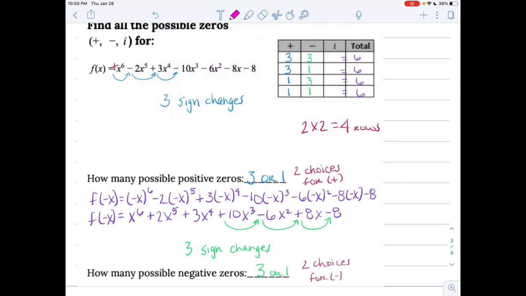The final thing I want to do is figure out the number of imaginary solutions, knowing that my total has to equal 6. 3 and 3 is already 6, so 0 imaginary. 3 and 1 is 4, so 2 imaginary. Another 2, and a 4. And that will fill out our rule of signs table.